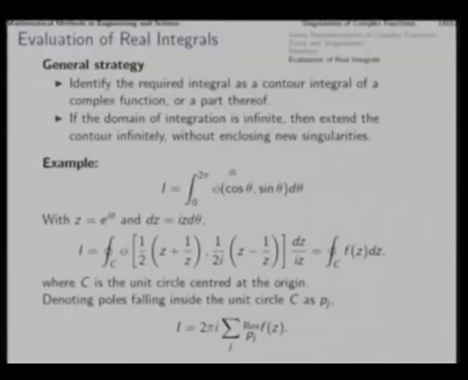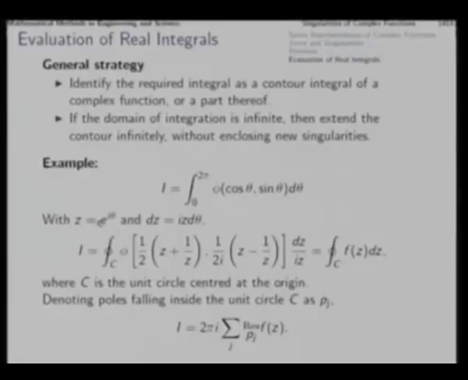Say one generic example is this: we want to evaluate the integral of a function of theta which involves cosines and sines of theta, over the entire domain 0 to 2 pi. Then if we use z as e to the power I theta, then dz turns out to be I z d theta, and then cos theta is e to the power I theta plus e to the power minus I theta by 2, that is this, and sin theta turns out to be e to the power I theta minus e to the power minus I theta by 2i.